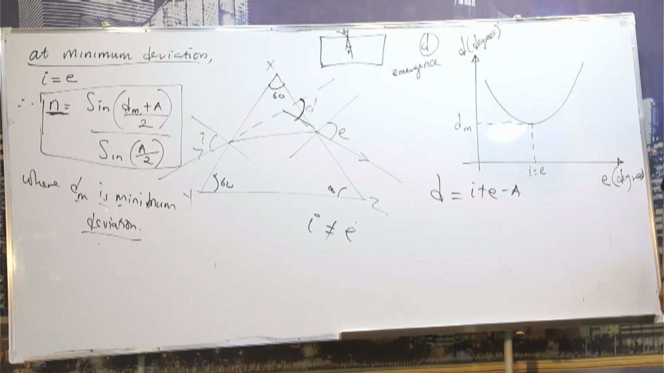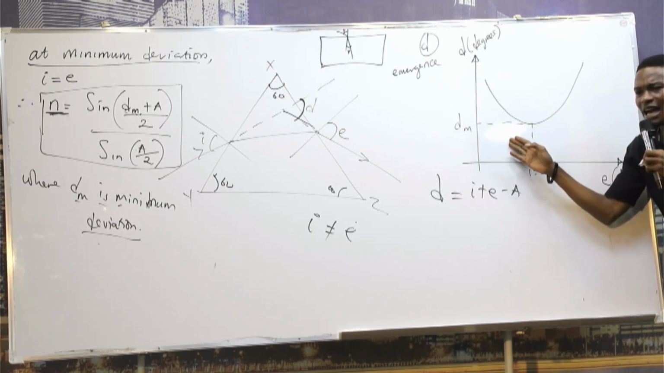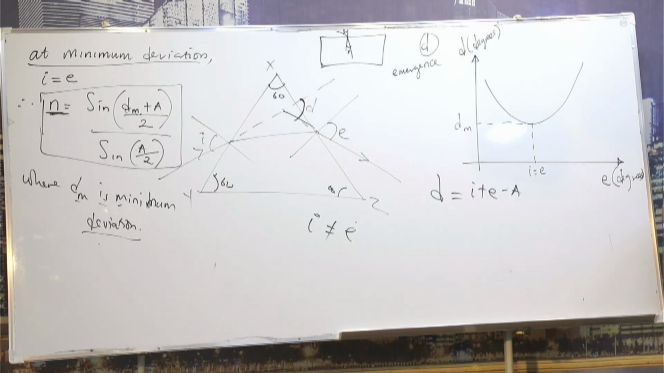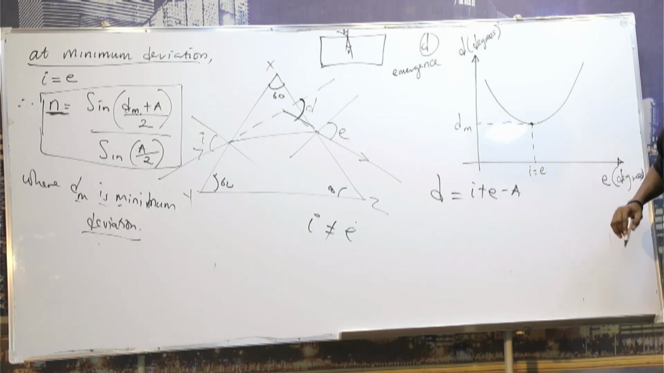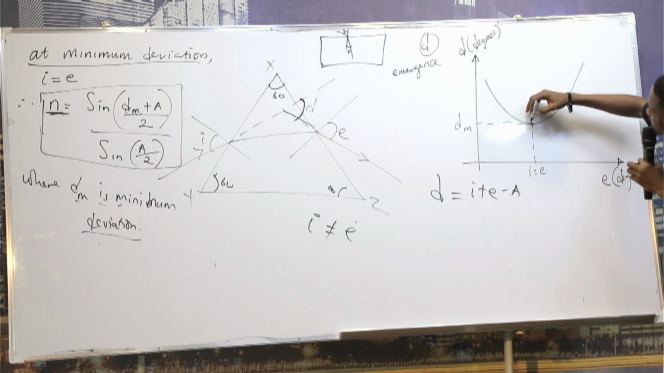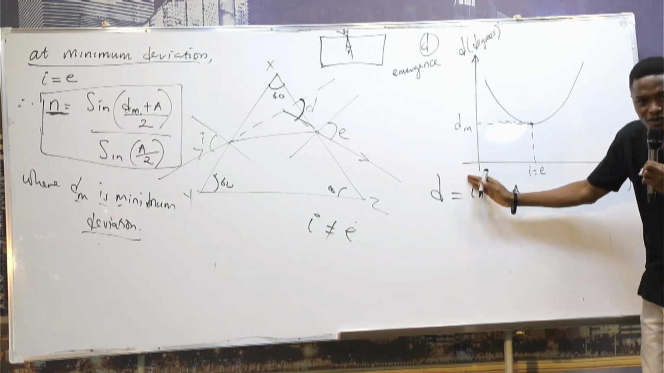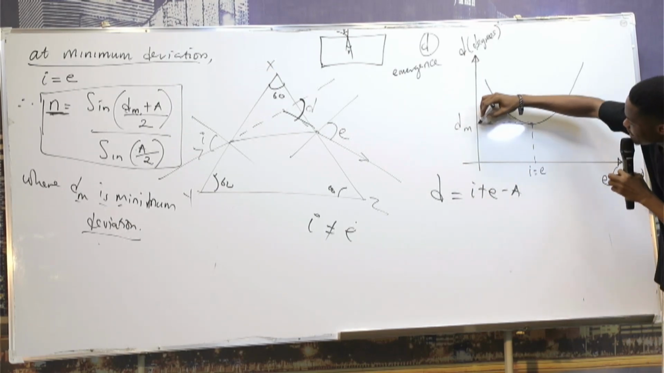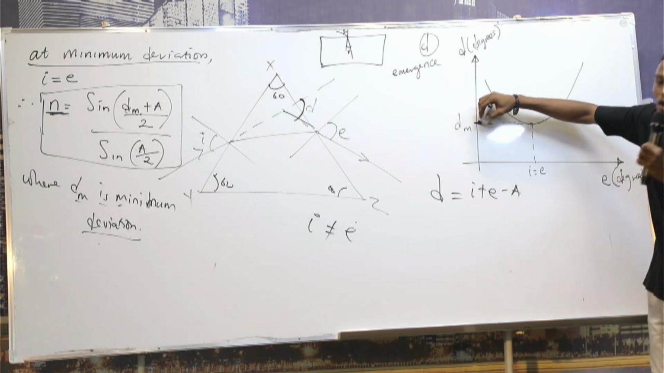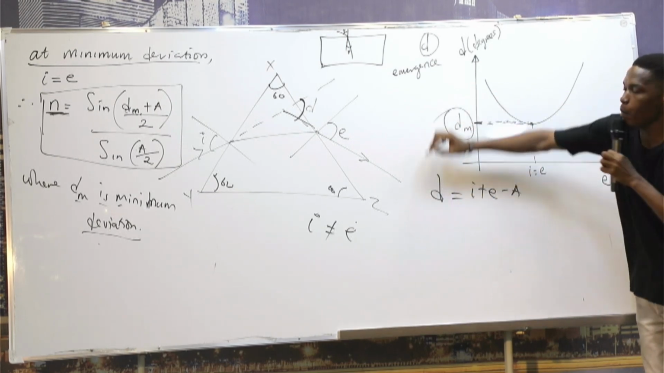It is not a straight line graph. This is how the graph will look. Now, from this graph, JAMB will ask you two questions. First question they might ask you is, from the graph, what is the minimum deviation? If you want to find the minimum deviation from the graph, all you need to do is go to the lowest point of that graph and trace it to the vertical axis. Any number that is corresponding to that is your minimum deviation.